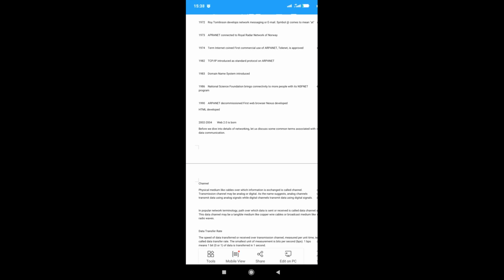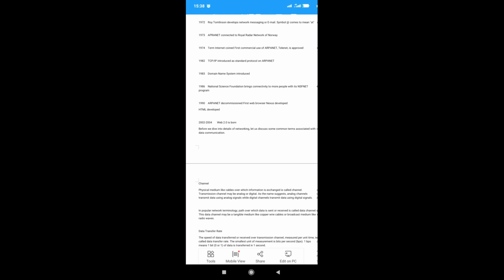The first thing there is called the physical medium. The physical medium, like the cables over which information is exchanged, is called a channel. A transmission channel may be analog or digital. For instance, the channel which we are communicating on now is called a digital channel.